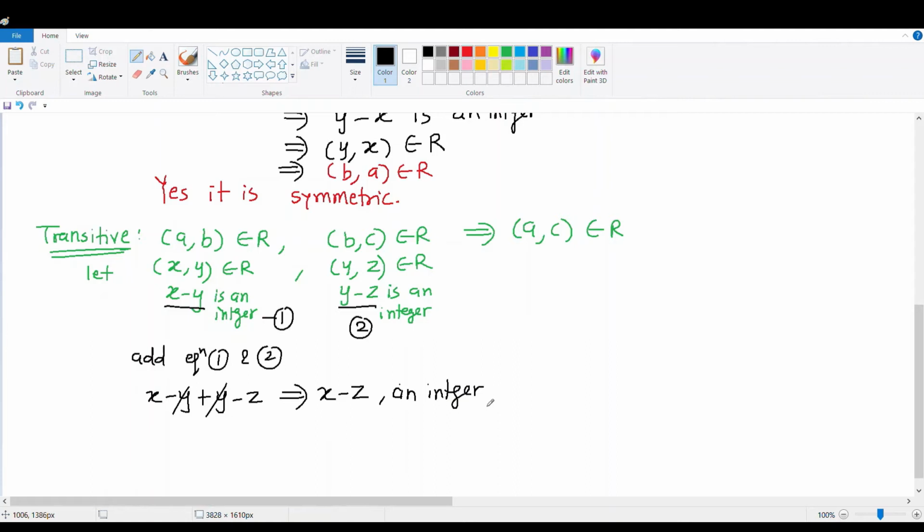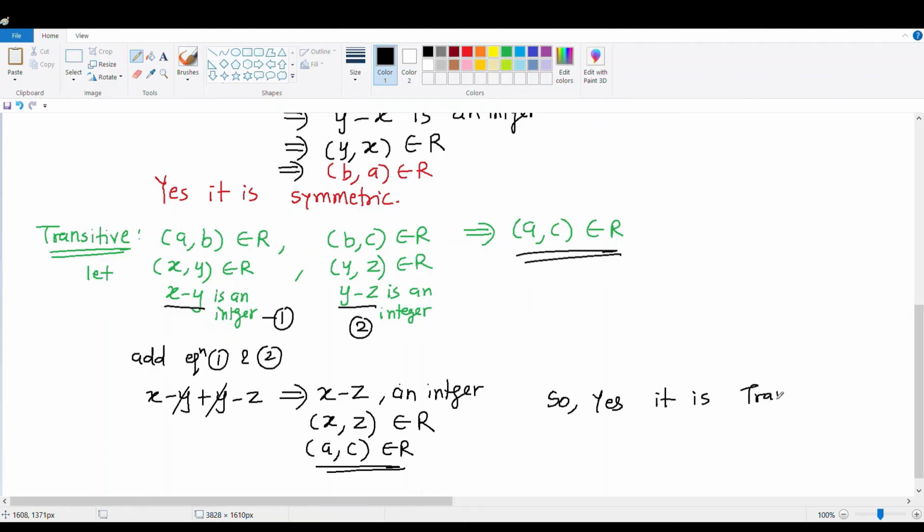X minus Z is an integer, and if X minus Z is an integer, then X, Z belongs to R. But X was A and Z was C, so A, C belongs to R. We proved that if you have A, B in R and B, C in R, then A, C is also going to be in R. So yes, it is transitive.